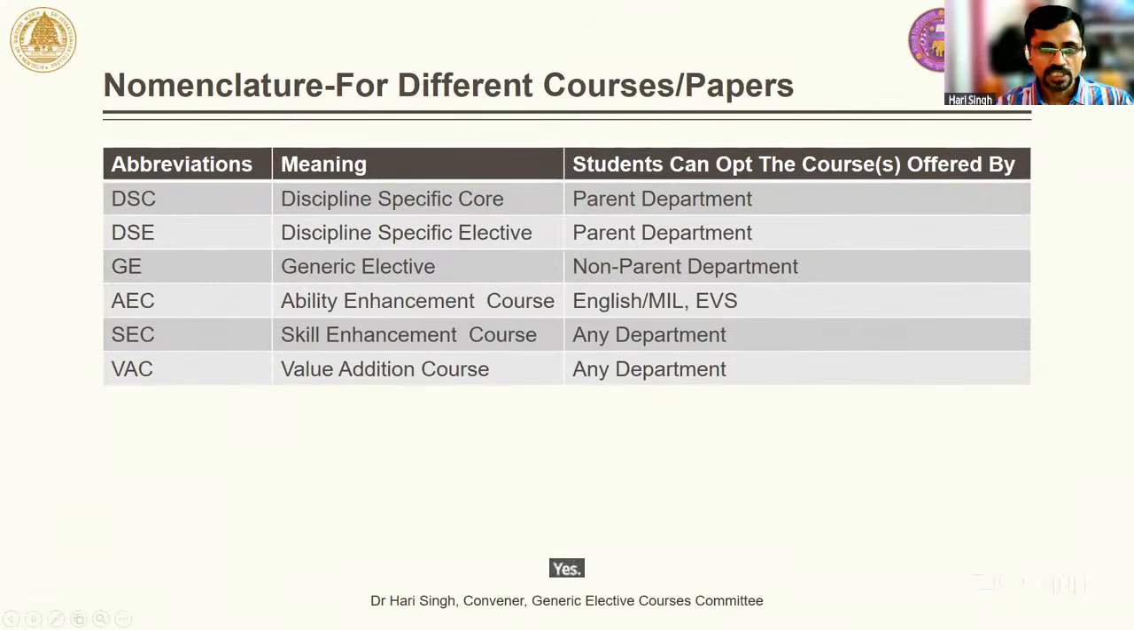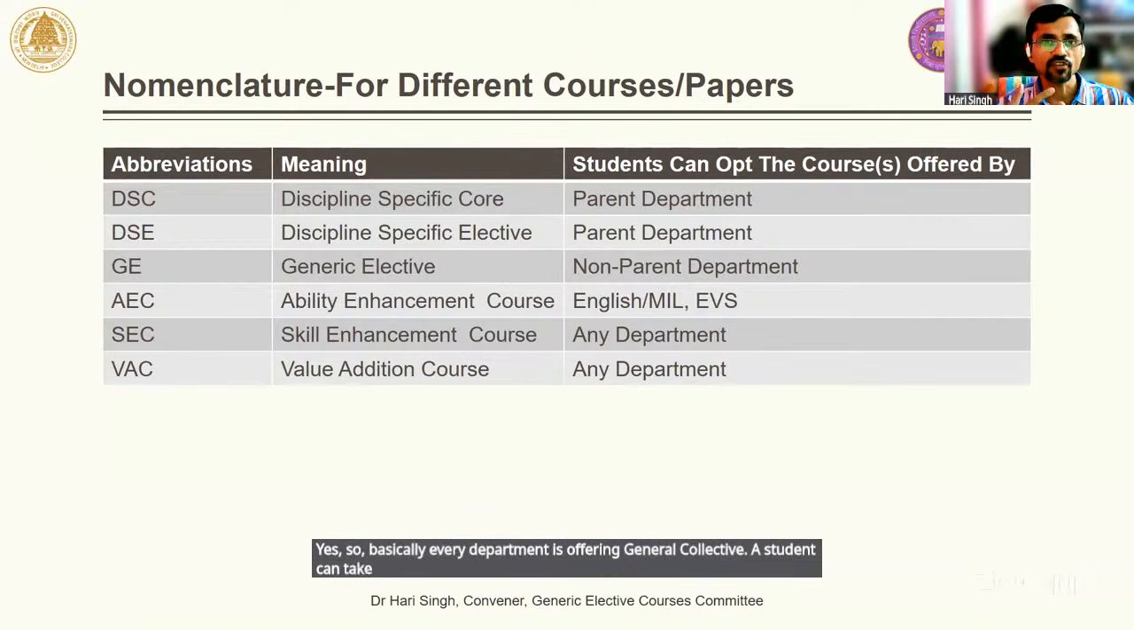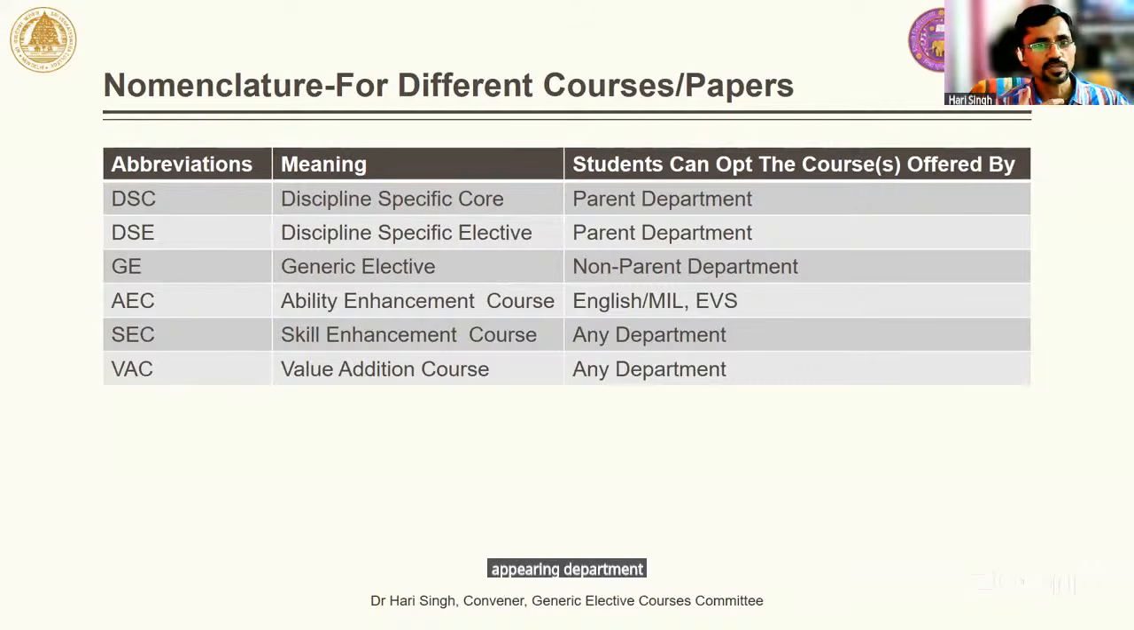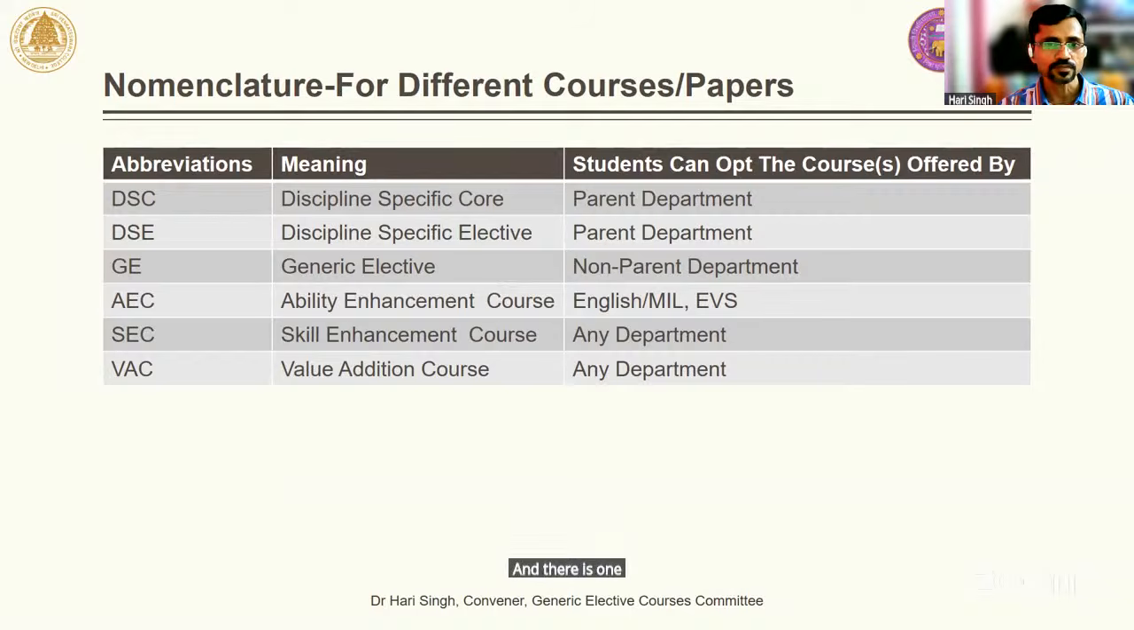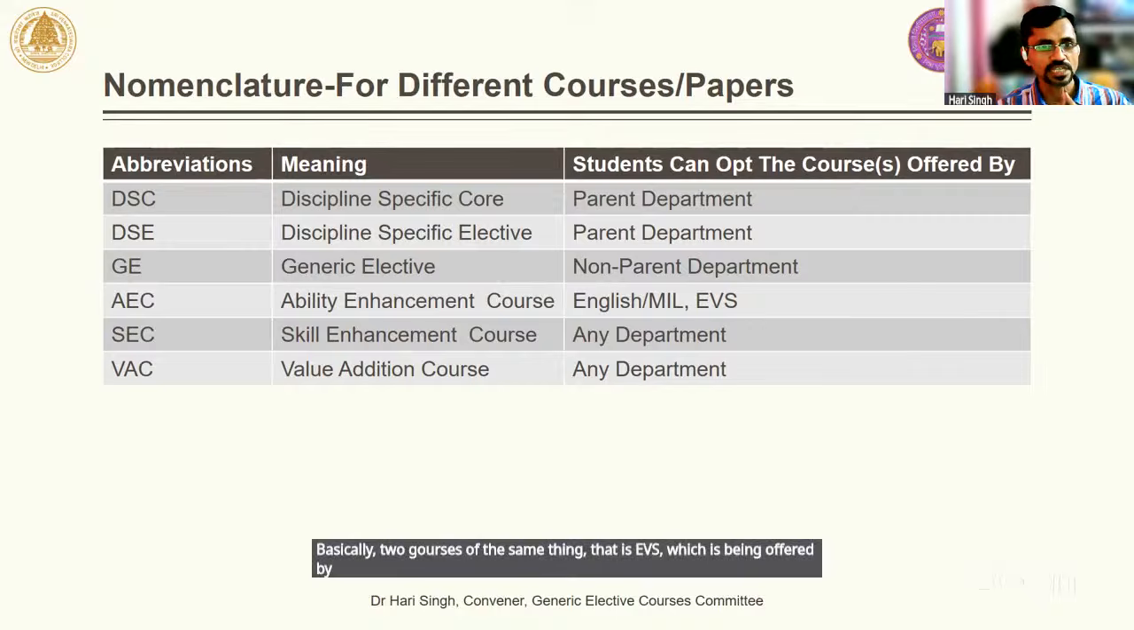So basically every department is offering a generic elective. A student can take a generic elective offered by a non-parent department. No student can ever take a GE offered by a parent department. Then we have AEC, that is Ability Enhancement Course. They are basically offered by the Department of English and other modern Indian languages. We have the option of 4 languages in our college: Tamil, Hindi, Sanskrit, and Telugu. And there is EVS, which is offered by the Department of Environmental Sciences.